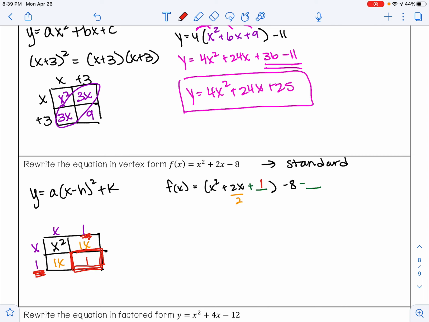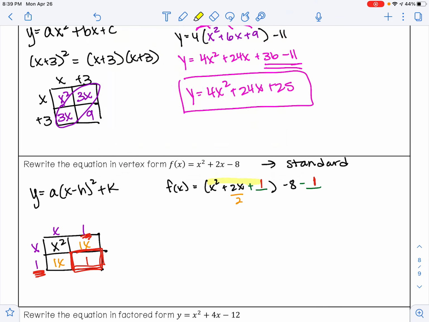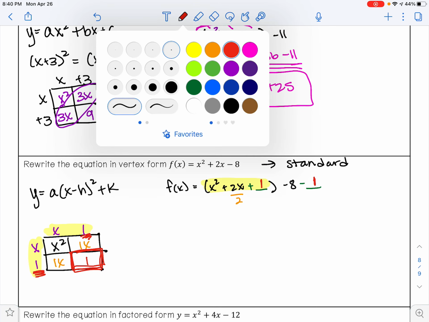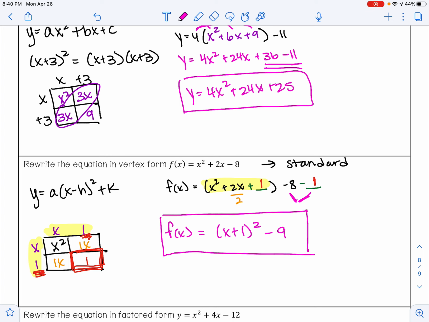That's going to be the number that I add on the inside and subtract on the outside. We just factored x squared plus 2x plus 1. And when we did that, we got x plus 1 times x plus 1, which is the same thing as saying x plus 1 squared. Negative 8 minus 1 is negative 9. This equation is now in vertex form.